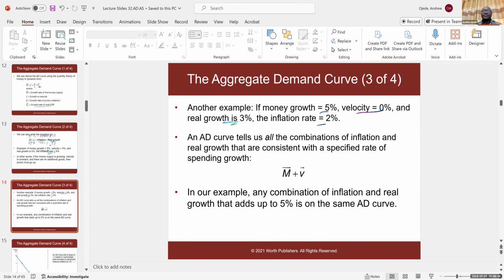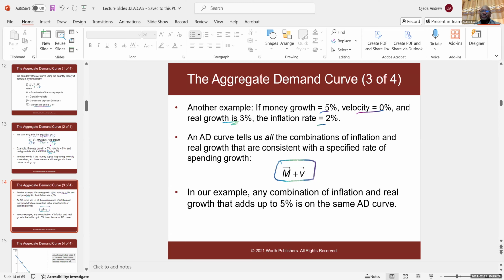Inflation will be 2%. So an aggregate demand curve tells us all the combinations of inflation and real growth that are consistent with a specified rate of spending. And spending comes from where? Spending comes from when we use money to buy goods and services. So the growth rate in money supply in the economy signifies the growth rate of spending, and so does velocity, because velocity shows the average number of times that each dollar bill is being spent. So if people are spending more money more quickly, that means the rate of spending is going up. So both M and V represent what? Spending in the economy.